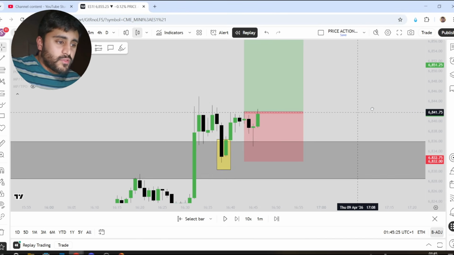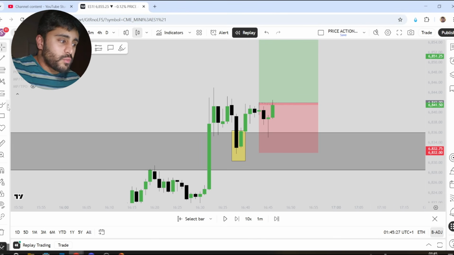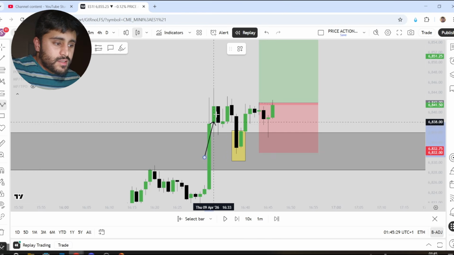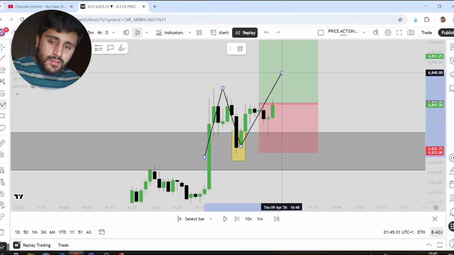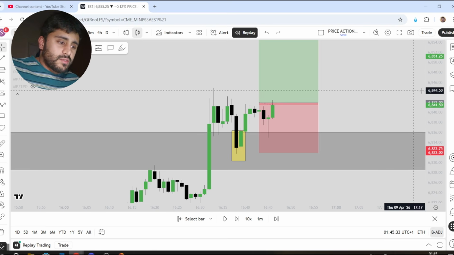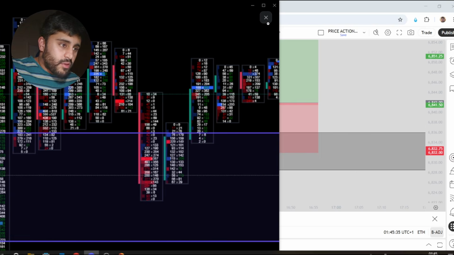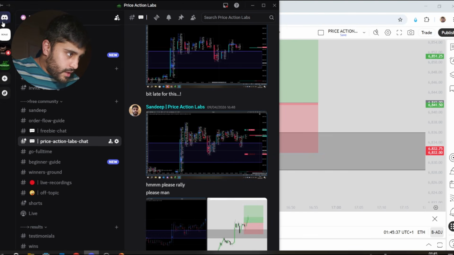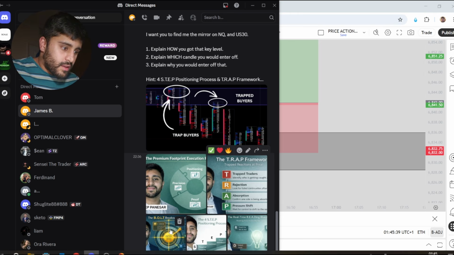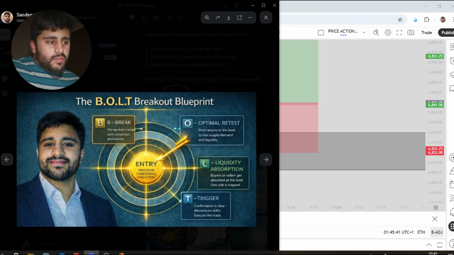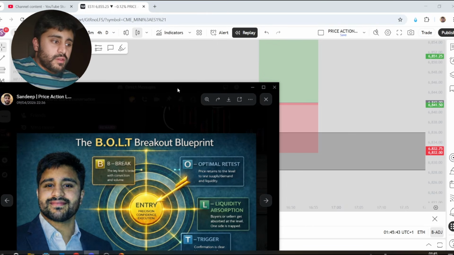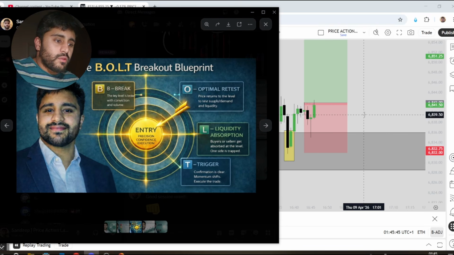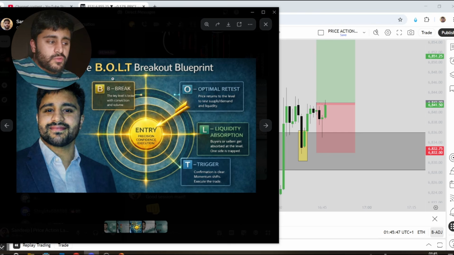So there are lots of different entry models you use. I use a very simple break and retest. So a break and retest looks like this: break, retest, enter. So if you're stuck on this, I want you to break it down like this. I've made a framework for this too. I call it the B.O.L.T breakout blueprint, right? The B.O.L.T breakout blueprint. So what B.O.L.T stands for is you need a break.